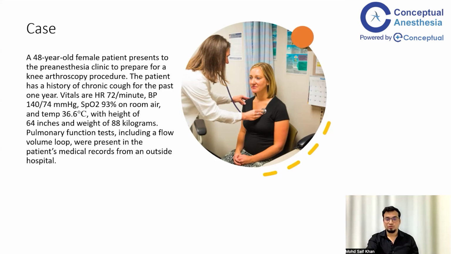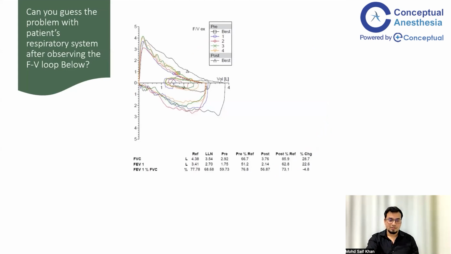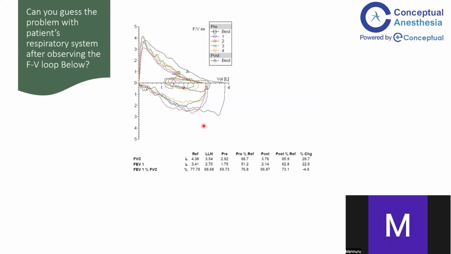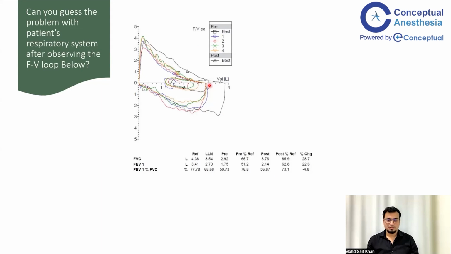So how are you going to give them fitness? This is an important job for an anesthetist. Now look at this graph which I'm showing here, and with this graph, can you guess what the problem is? What is the problem with the patient's respiratory system?